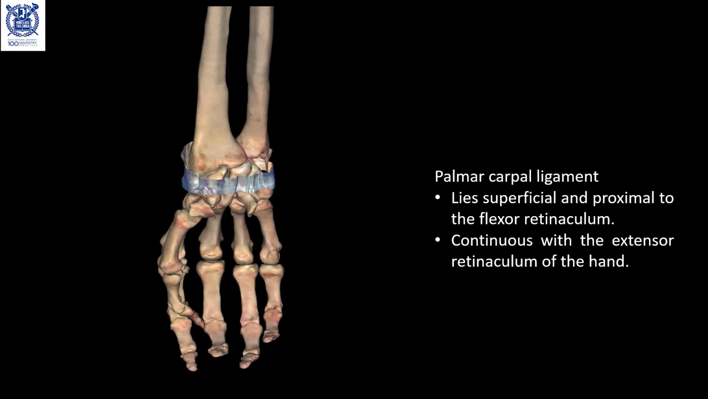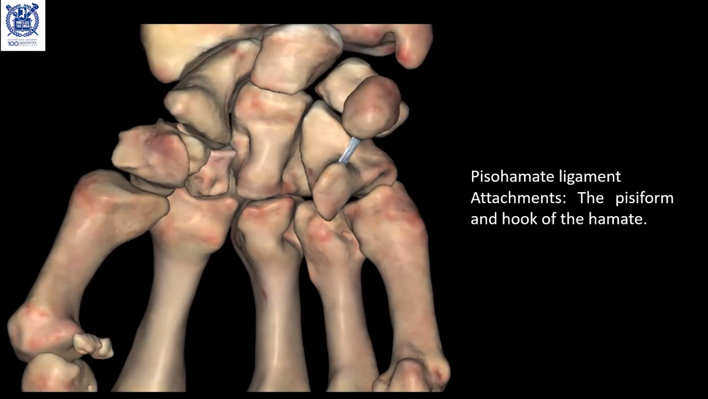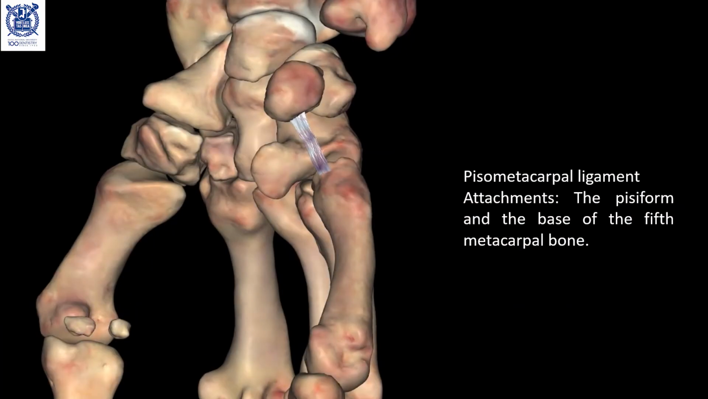Palmar carpal ligament. It lies superficial and proximal to the flexor retinaculum. It is continuous with the extensor retinaculum of the hand. Pisohamate ligament. It is attached to the pisiform and hook of the hamate. Pisometacarpal ligament. It is attached to the pisiform and the base of the fifth metacarpal bone.